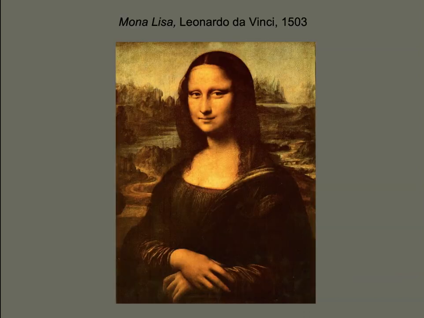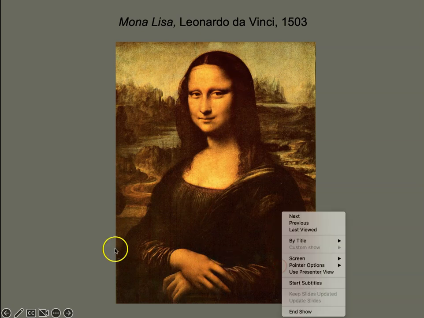This is the Mona Lisa from 1503. In it, you can see that we have that really detailed background behind her. You can see that she's in a kind of a triangular, if not pyramidal composition in the foreground.